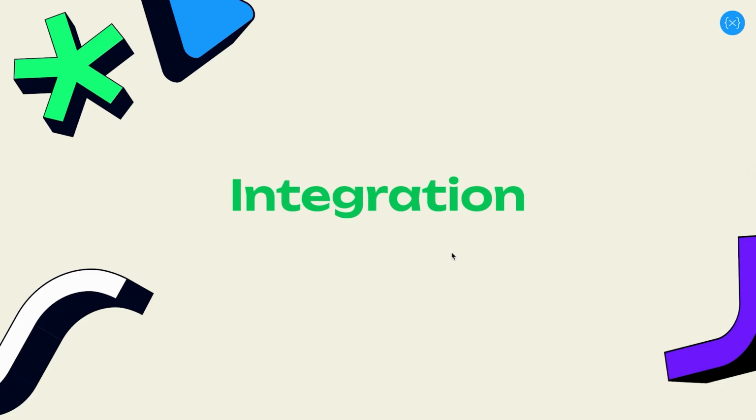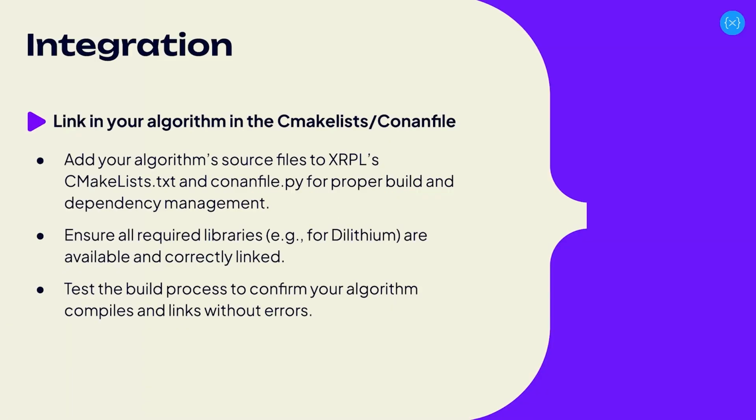Now it's time for step 3, which is integration. In integration, our main goal is to link our algorithm into the CMakeLists and Conan file. So it's divided into 3 more steps.